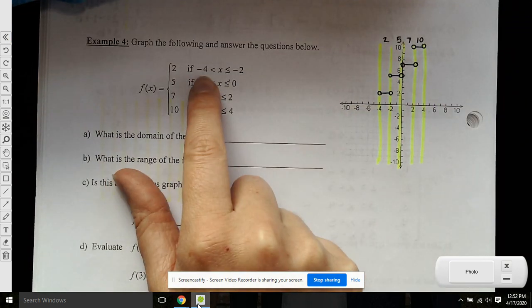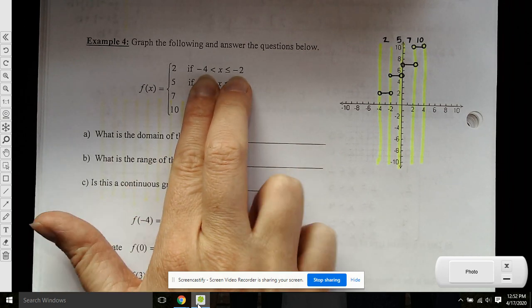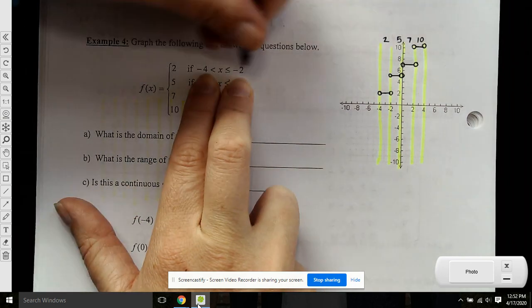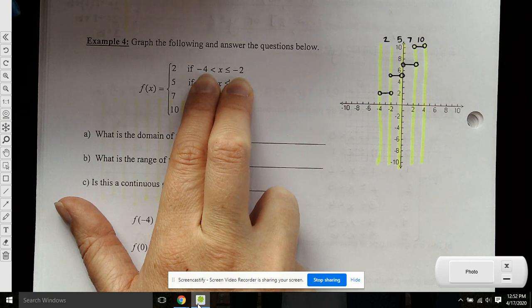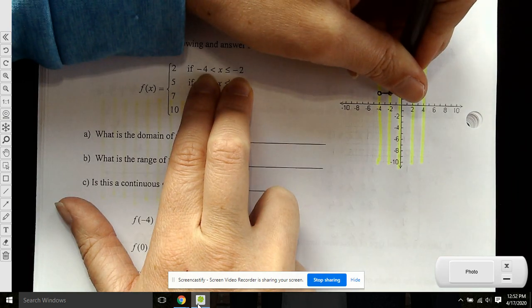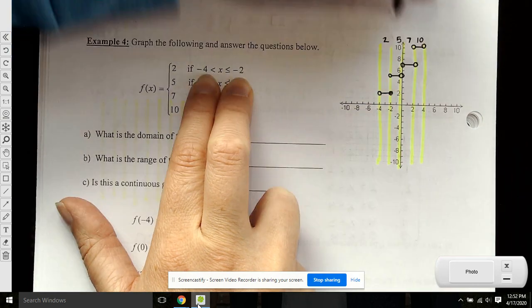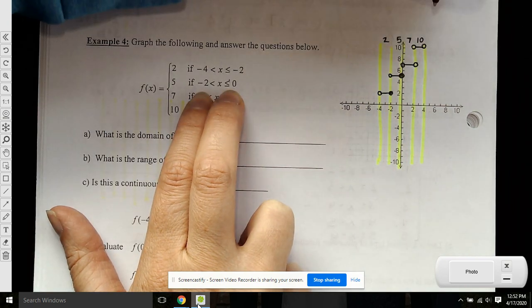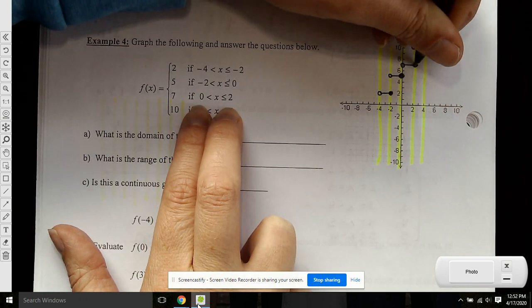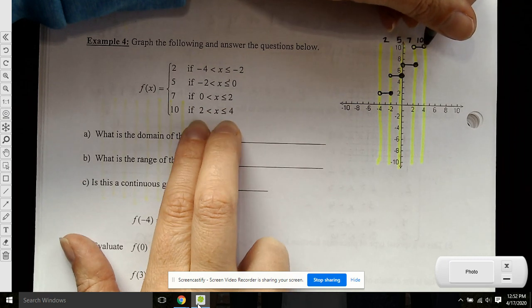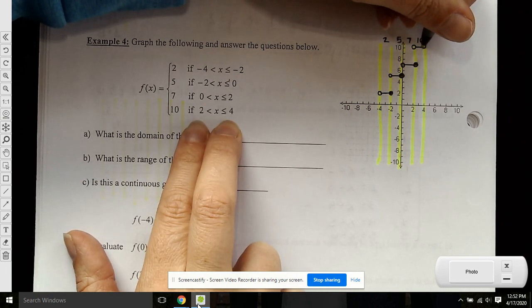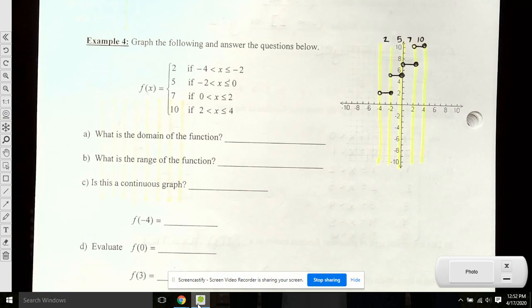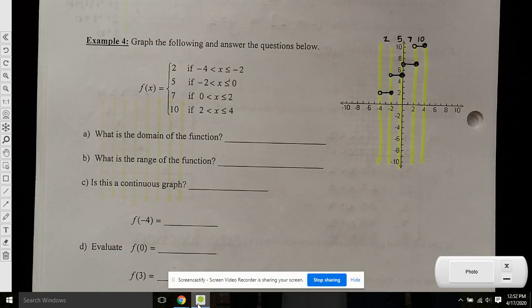So now this one says from -4 to -2. And the -2 has the equal sign on it. So that means this side is going to be filled in. -2 is open, 0 is closed. So this side's going to be closed. And the 2 is closed, and then also the 4 is closed. So there I have my graph.